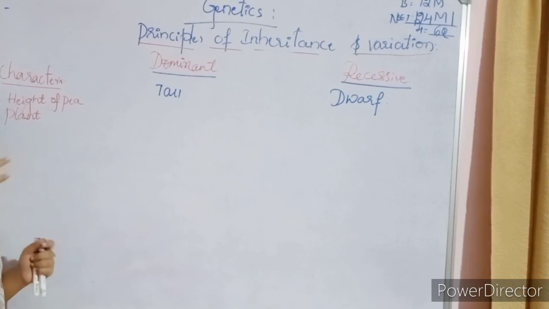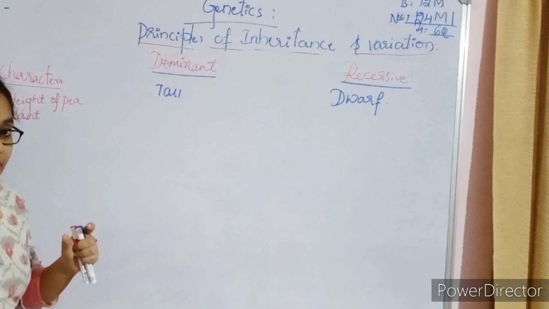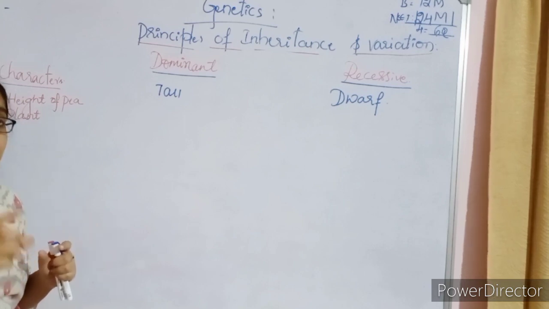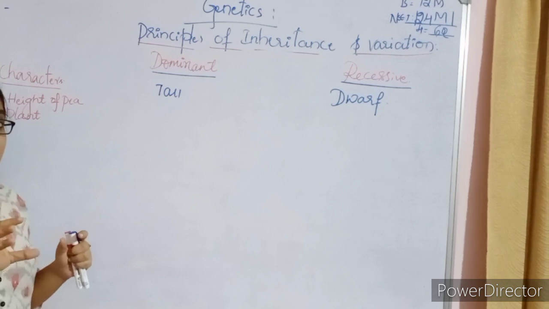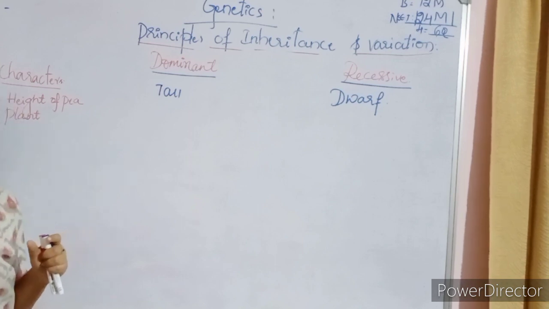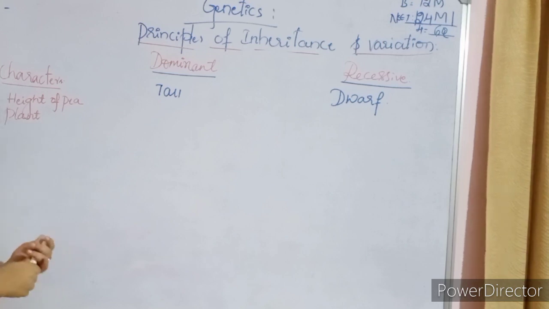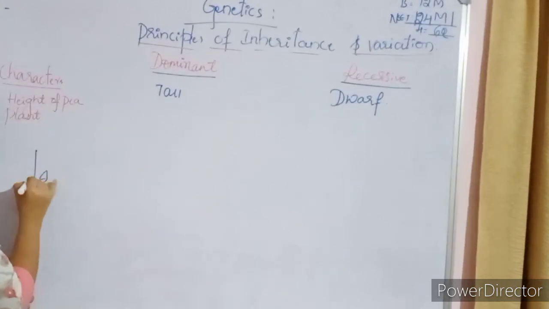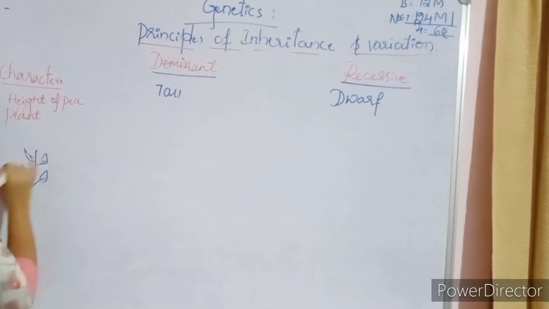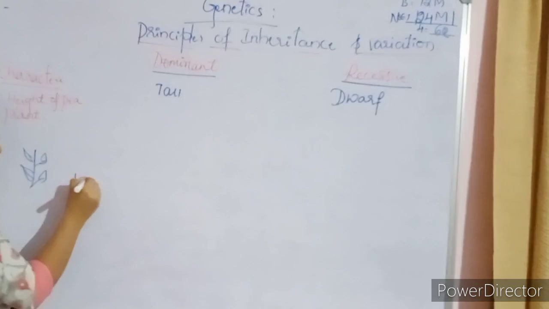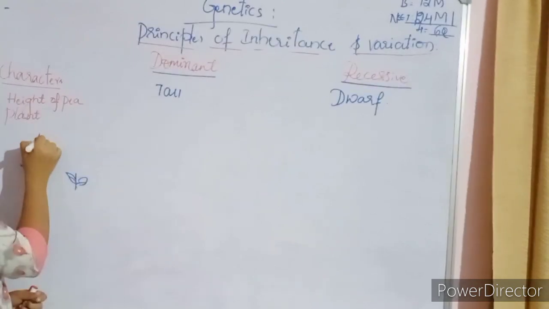But after cross-pollinating one tall plant with a dwarf plant, he saw that the offspring was tall. What does it mean? The dominant character is getting expressed in the offspring. I'll tell you through an example. If this is a pea plant, it is taller, and another plant is shorter. Let us call it A plant and this B plant. When a cross-pollination is made between these two pea plants, both of them are pea plants, but they differ in their height.